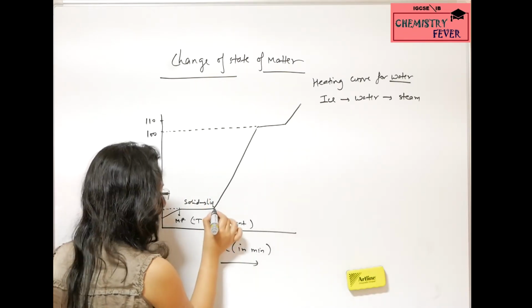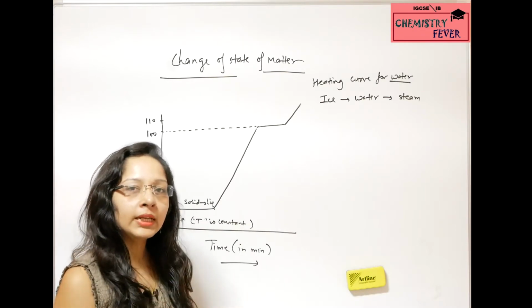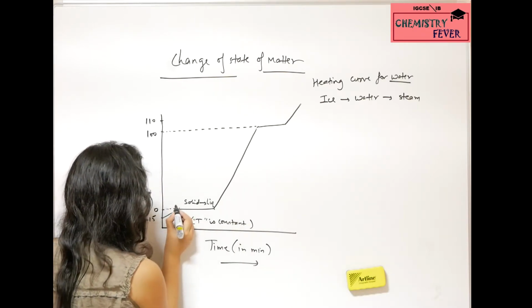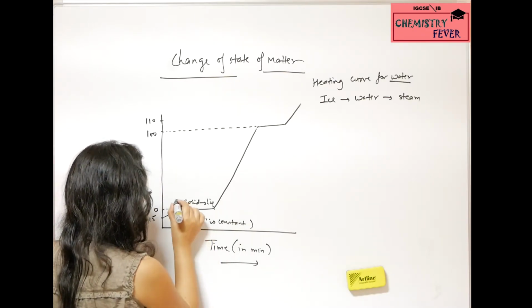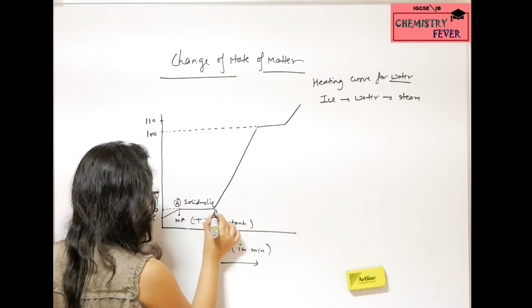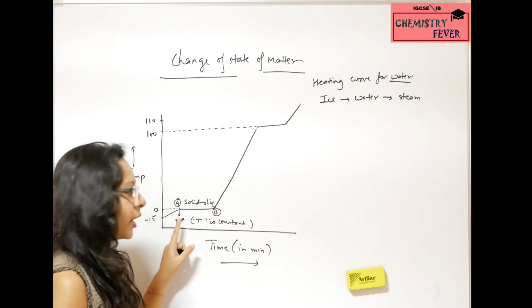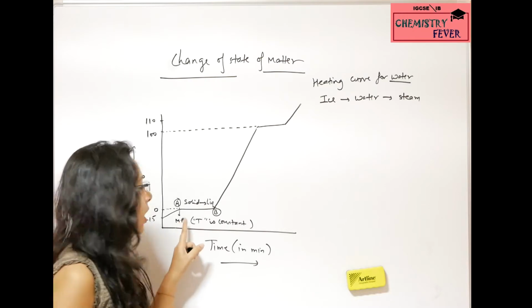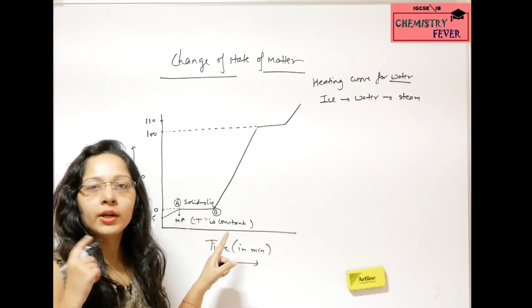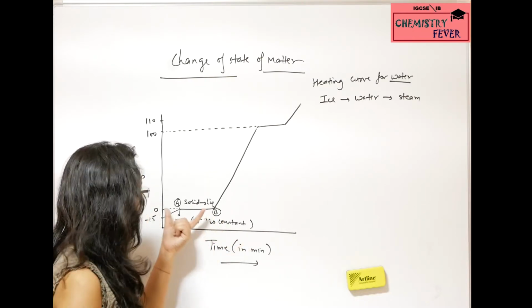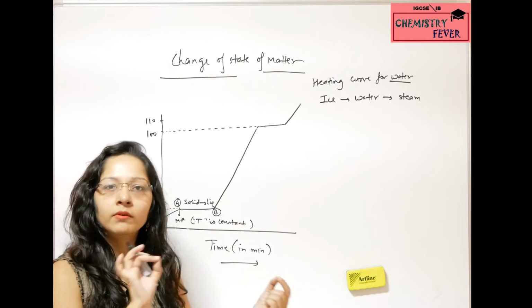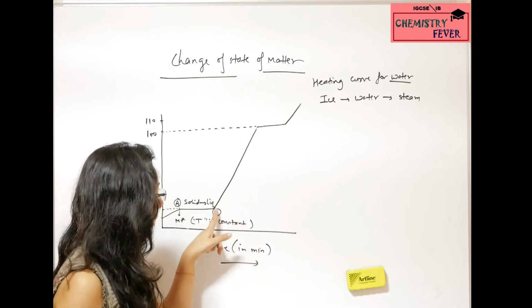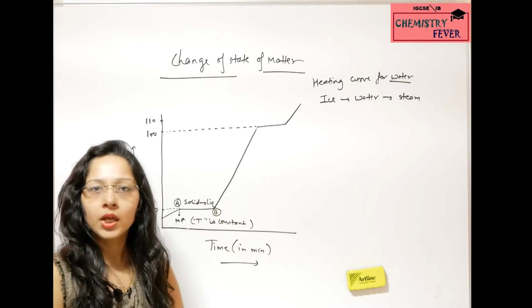So this is the point where the solid is completely converted into liquid. Say this is point A, and this is your point B. At point A, only solid, this is the melting point. At point B, the solid is completely converted into liquid. A to B means solid is converting into liquid. Here it is completely converted, at B we have only liquid.